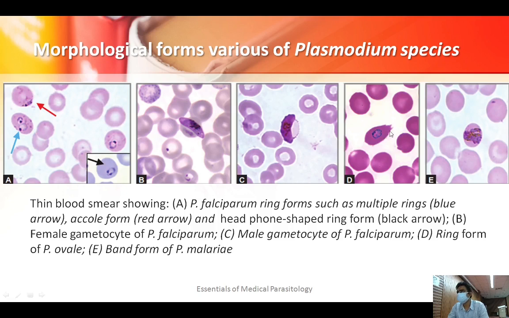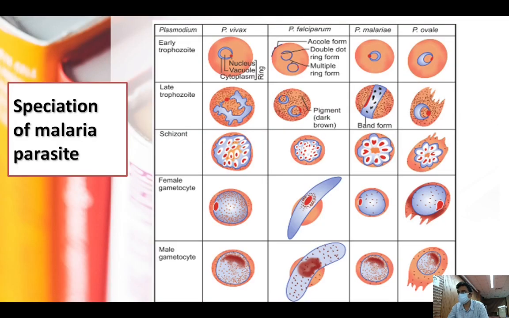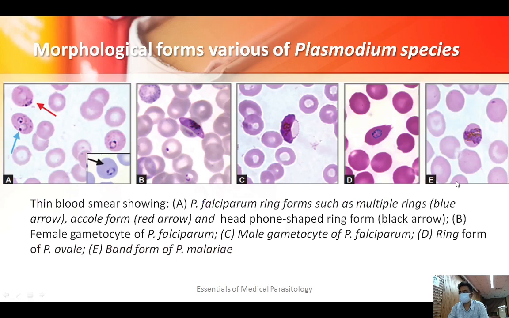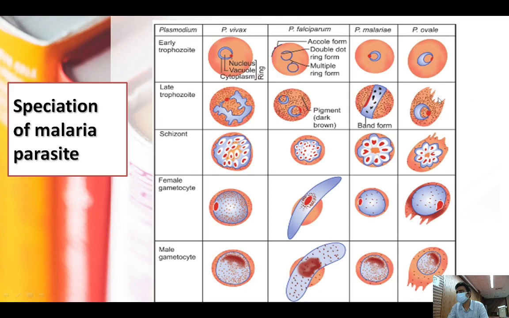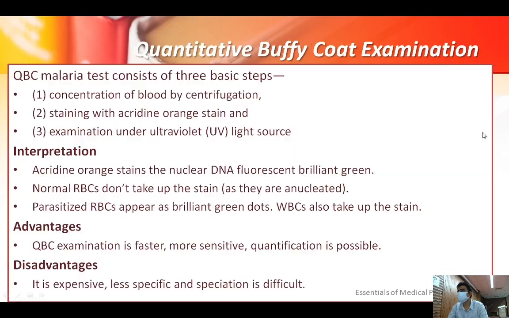Okay, so see, you can see the fimbriated RBCs. Fimbriated RBCs are present in which Plasmodium species? Ovale. Okay, so these are the ring forms of ovale. See now, you can see the fimbriated RBCs here. See these. Can you make out? Okay, so these are the band forms which are seen.